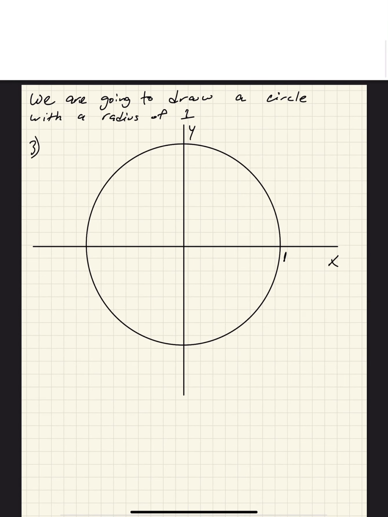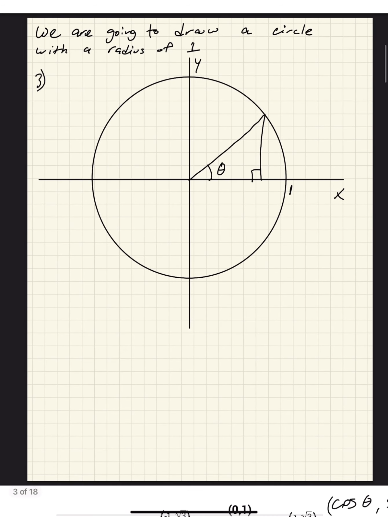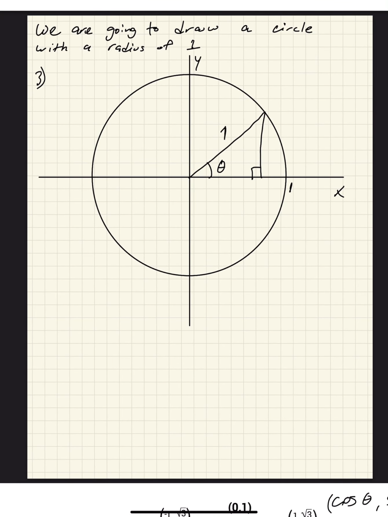So we're going to start by looking at a circle with a radius of 1. I'm going to draw a right triangle inside of this circle with an angle theta. Now, we should remember from geometry, let me label these sides. Our hypotenuse is going to be 1 because it's equal to the radius of the circle. And this side length will be y, this side length will be x.